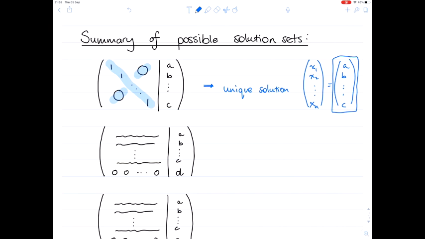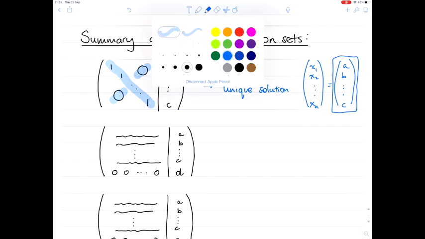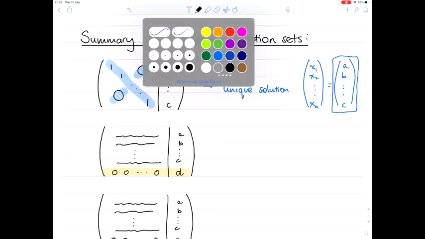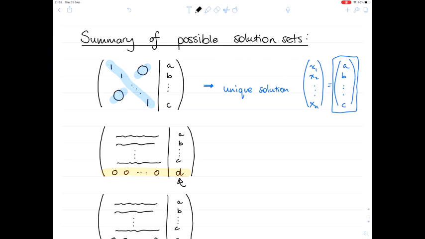On the other hand, if you construct your row echelon form and you find that you've got at any point a row of zeros up to the line representing equals followed by something non-zero. So the important thing here is that this d is not equal to 0. As soon as you get this, you can say no solution.